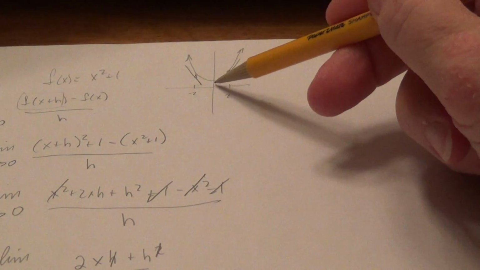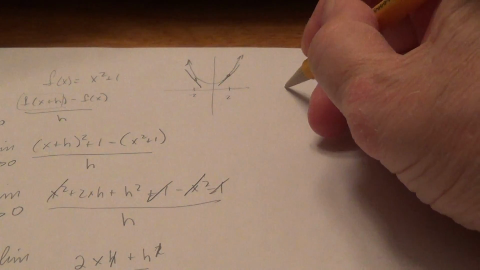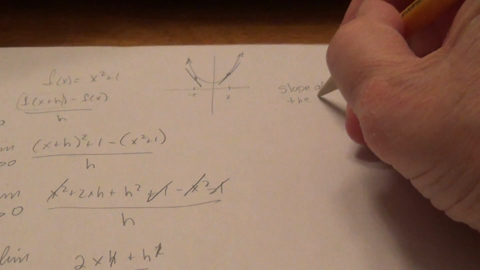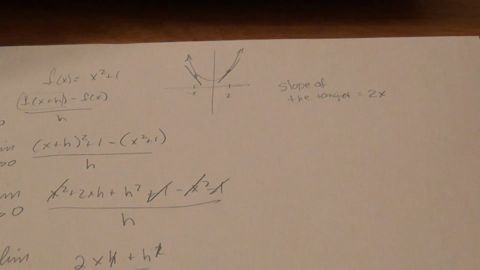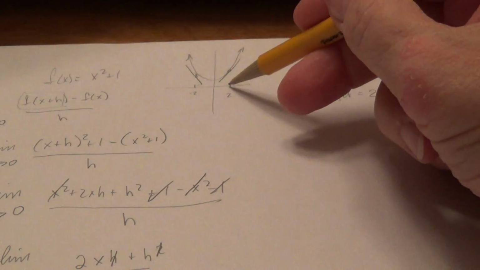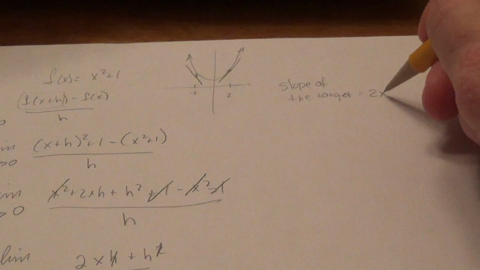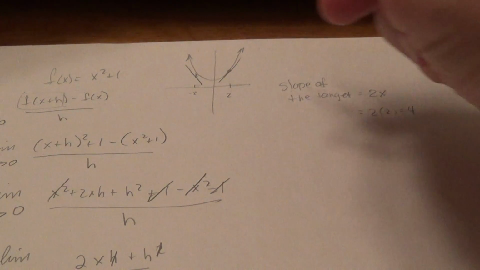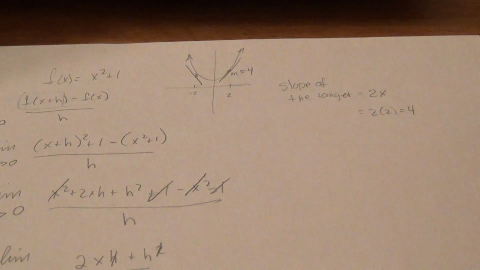So what is the slope of this tangent line at x equals 2? Well, the slope of the tangent is 2x. So when we put a 2 in, our value for x is 2. When we put a 2 in here, we get 2 times 2. 4. So the slope at this line is m for slope equals 4.